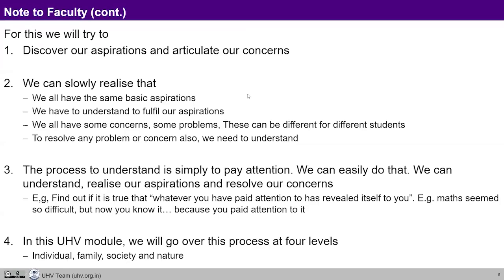And for this, we'll try to discover our aspirations and articulate our concerns. We can slowly realize that we all have the same basic aspirations. We have to understand to fulfill our aspirations. We all have some concerns, some problems. This can be different for different students. And to resolve any problem or concern also, we need to understand.